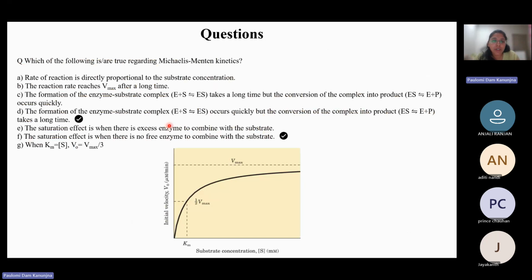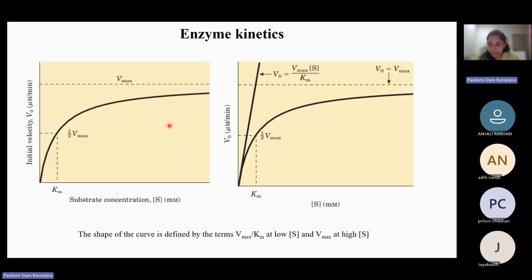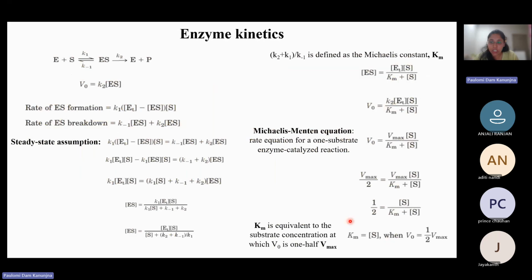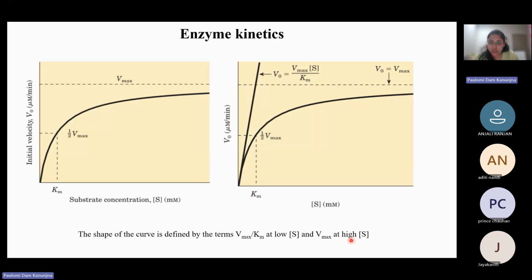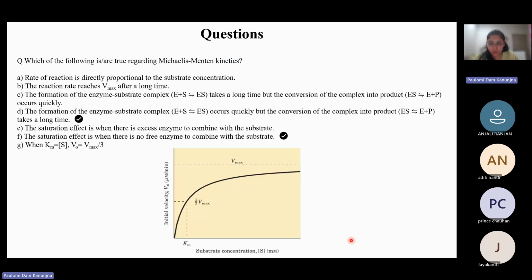And the last one: when Km is equal to S, V naught is half of Vmax. This is what the last statement was. So it is half of Vmax. Okay, so these are the correct statements. If you have any doubt, put it in this question.